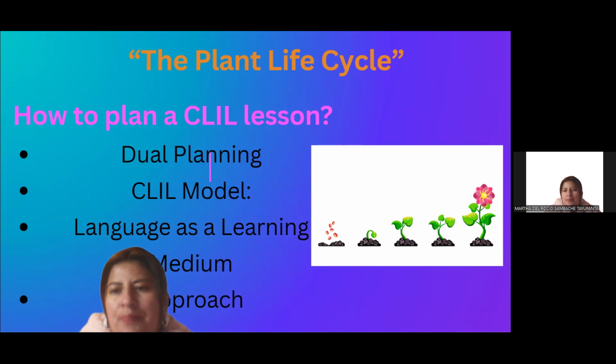This is the lesson plan for a student in the 7th year of basic education. The age is 11 to 12 years old. The class topic is the life cycle of the plant. The language of instruction is English, and the subject area is natural science.